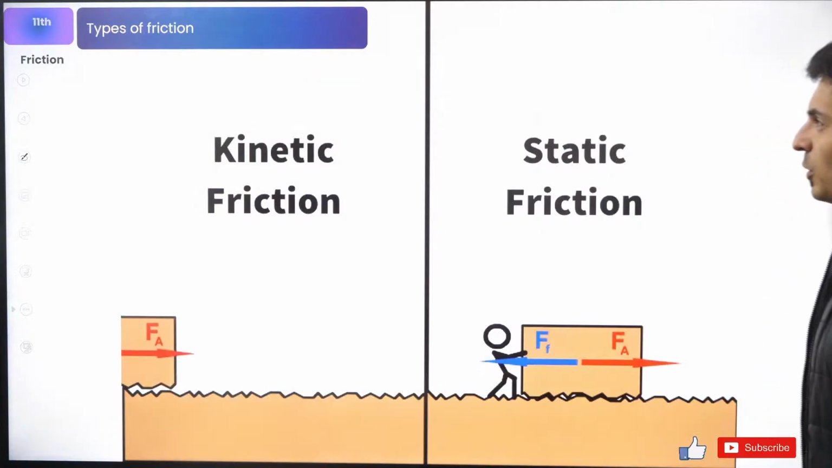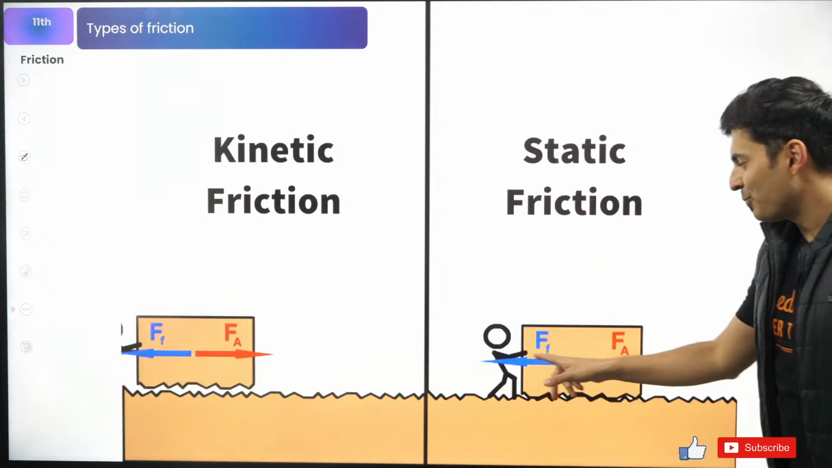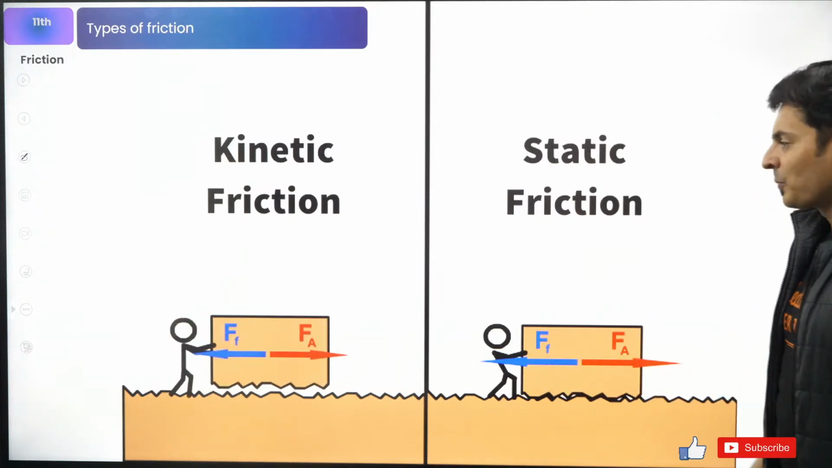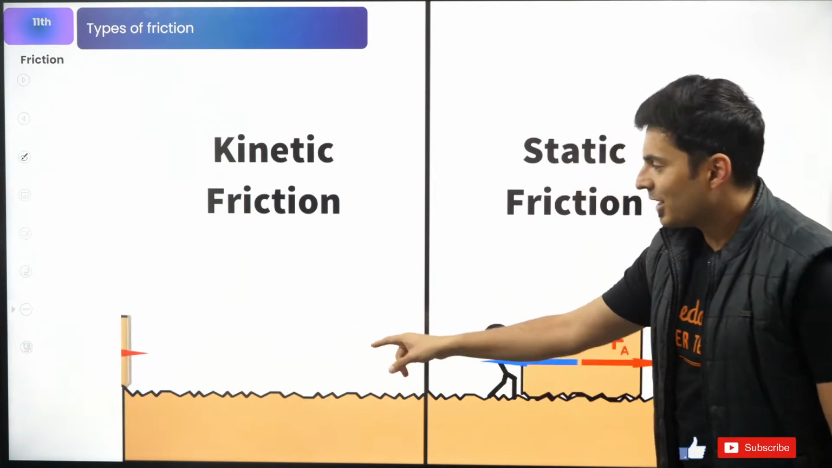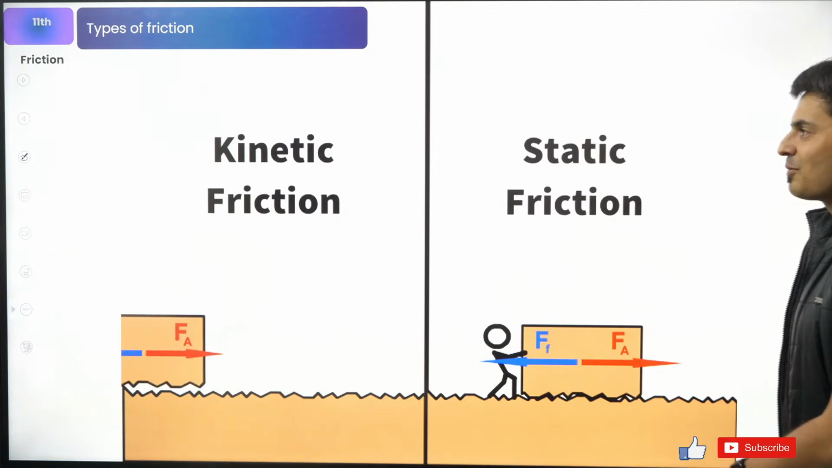Okay, so let's start with some questions. I've kept some animations. Look at this funny animation. Static friction: this guy is trying to push, and friction is just opposing, it's just adjusting. This guy is actually sliding it, and you can see the friction constantly acting on that body. So that's kinetic friction for you.